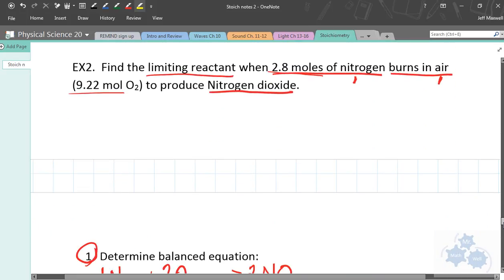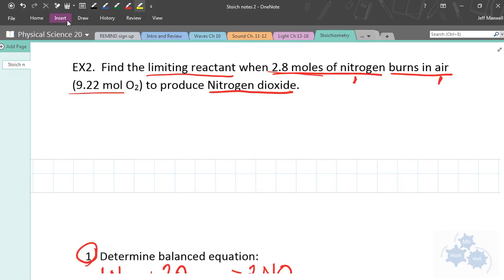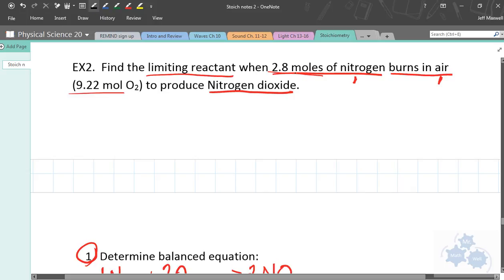Let's just take a look at this example. Okay, so this one says, here's the example for limiting reactant stoichiometry. It says, find the limiting reactant when 2.8 moles of nitrogen, you want to write this example down, please. So you're given 2.8 moles of nitrogen, burns in air, and you're given this much oxygen, 9.22 moles. Produce nitrogen dioxide.